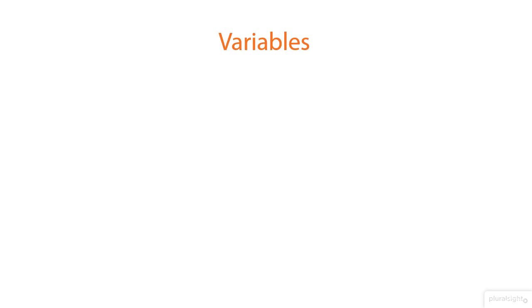In order to do anything interesting in a program, we have to have the ability to store and manipulate values. What allows us to do that are what we call variables. Right now, a variable, simply put, is just named data storage.